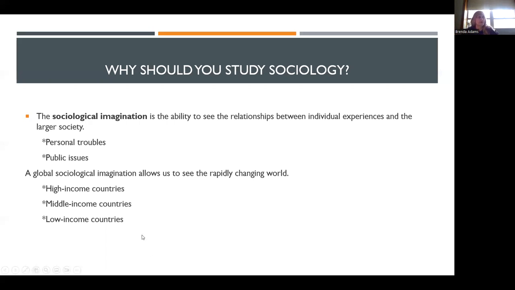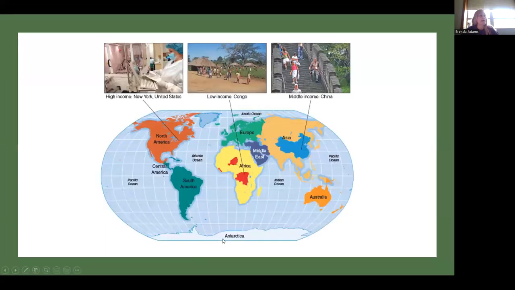So global sociological imagination allows us to see the rapidly changing world, and that's examining the high, middle, and low income countries. So we are going to take a look at that. And it's like the high income they're going to use is New York, the low income is Congo, and the middle income is China.